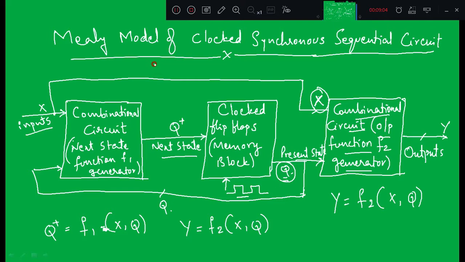But if you compare it with the Moore model, this line will not be there. That means the output is purely a function of only the present state. It doesn't depend on the present input. So that is the Moore model, which we will see later. Okay, so I hope you understood this block diagram of the Mealy model, right? So now in the next slide we will design one simple circuit, and we will identify whether it is a Mealy model or a Moore model.